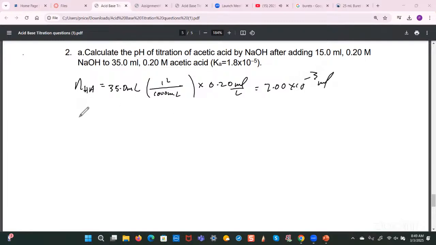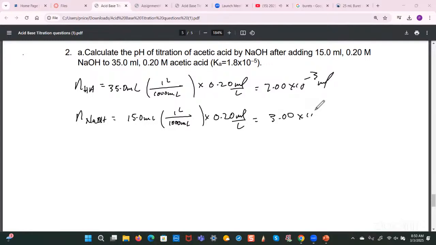And then we do the same thing for the sodium hydroxide. Number of moles of sodium hydroxide is equal to 15.0 mL multiplied by 1 liter over 1,000 mL multiplied by the molarity, which is 0.20, same as the acetic acid, 0.20 moles per liter. Let's see what that gives. That is 1.5 times 10 to the minus 3 times 0.2. According to my calculation, that gives you 3.00 times 10 to the minus 3 moles, all right?